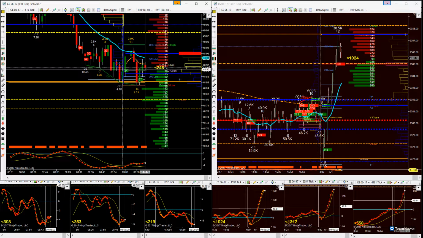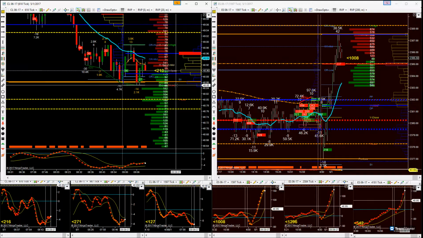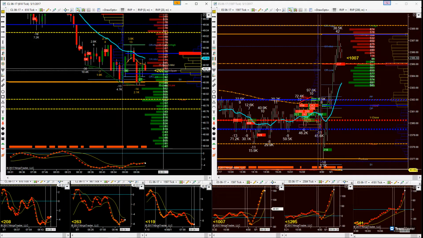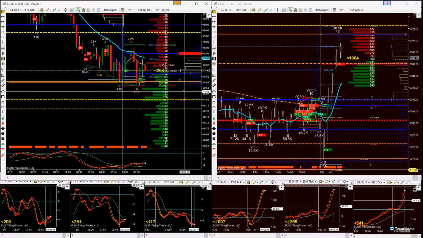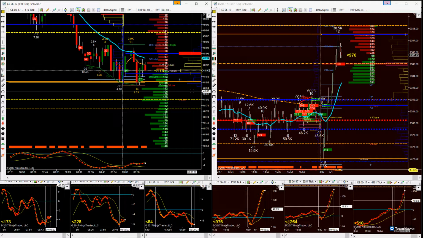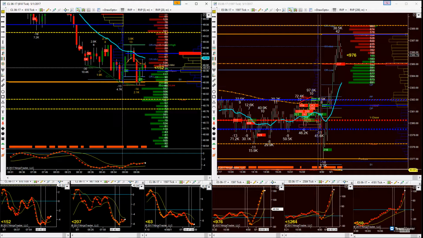We have positive divergence on the BBs, the 610 and the 987. At least for now, we do. It looks like if we were to come back and create another test of the low again. So it's hard for me to want to get short here with the current low of day only being 5-6 ticks away. But sellers are still stepping in here.